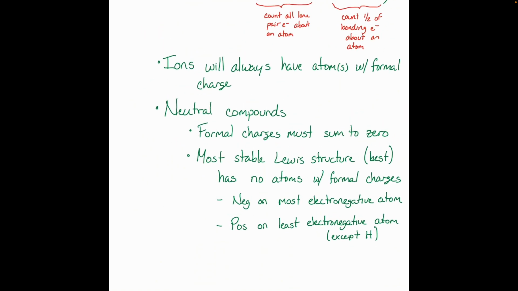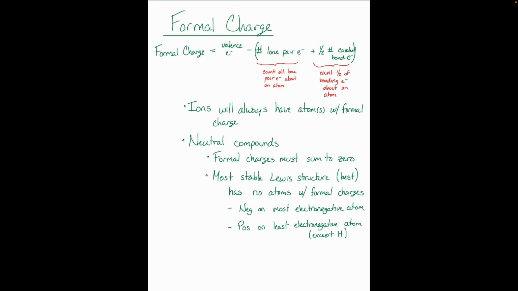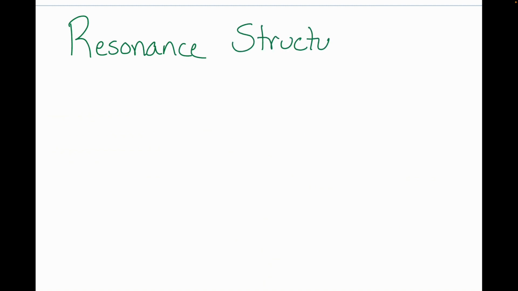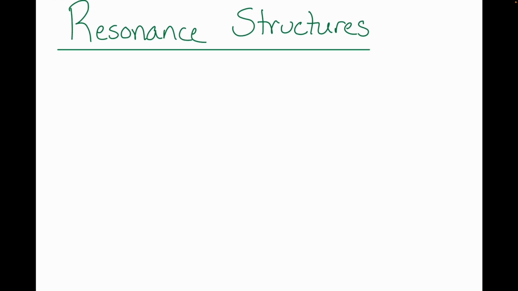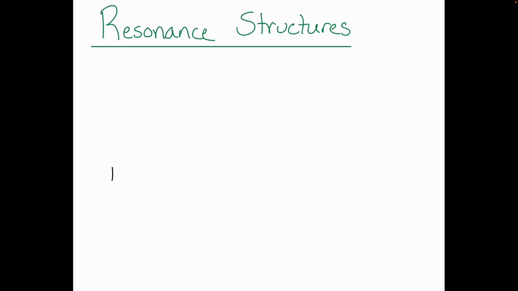All right. Cool. So we'll practice these formal charge calculations a little bit more. We're going to introduce another concept here. These are called resonance structures. All right. So let's do an example here. NO2 with a -1 charge.